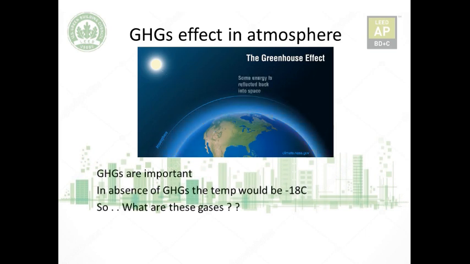So these GHGs or greenhouse gases are important because if these gases do not act the way they do, if they do not absorb energy and radiate it as heat, then the temperature of Earth would be minus 18 degrees Celsius, which means that we will not experience life as we do now, or at least not the way we know it. Now we know what greenhouse gases are, why they are called greenhouse gases, and let's see what these gases are.